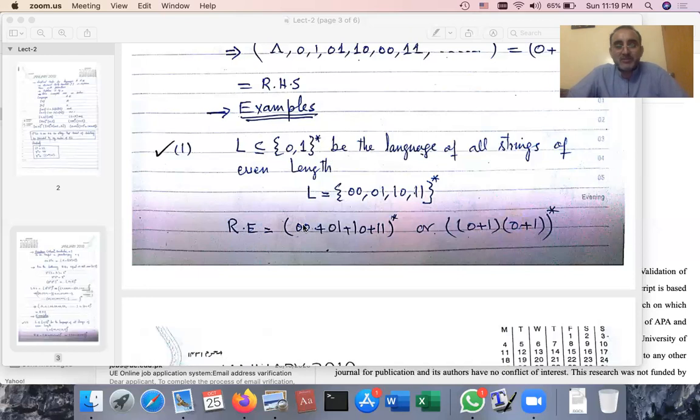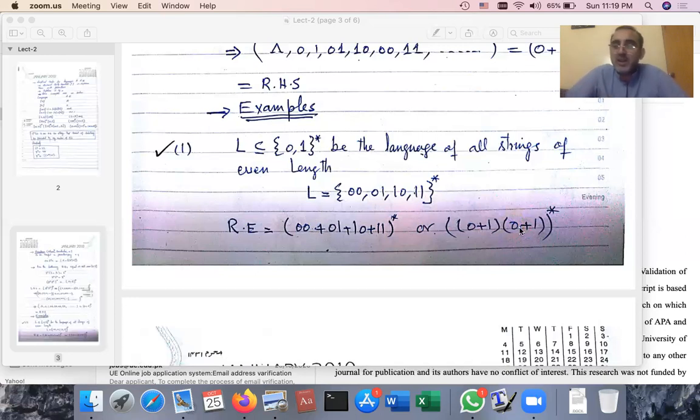So the regular expression is simple: removing these curly brackets and replacing them with parentheses and then putting a star. So I am writing 00, and then I am changing this comma to plus. So 00 plus 01 plus 10 plus 11. It is very simple. So this is the simple form, or I can write this as (0 plus 1) into (0 plus 1), and then whole star. This is again equal to this one. So that's why it is mentioned here.